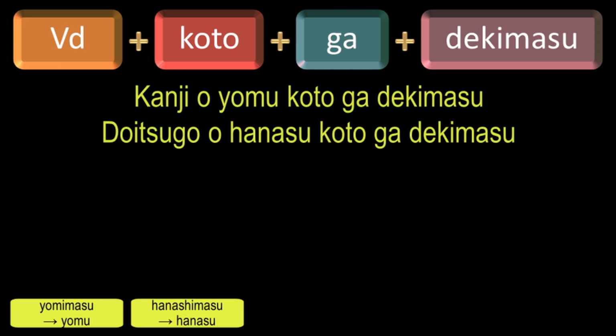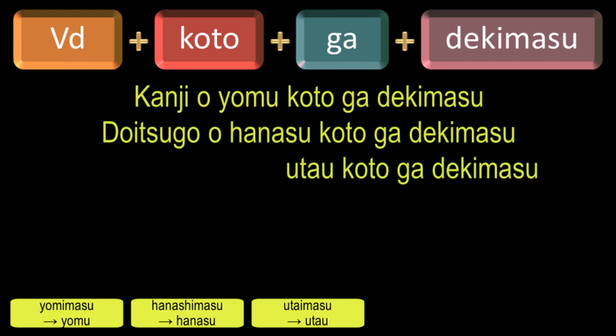Let me go to the next example. The verb utaimasu means to sing, and the dictionary form is utau. By adding the expression koto ga dekimasu, we will get utau koto ga dekimasu, which means can sing. You know that child is kodomo and song is uta. So children's songs will be kodomo no uta. Now, to say I can sing children's songs, in Japanese it will be kodomo no uta o utau koto ga dekimasu.